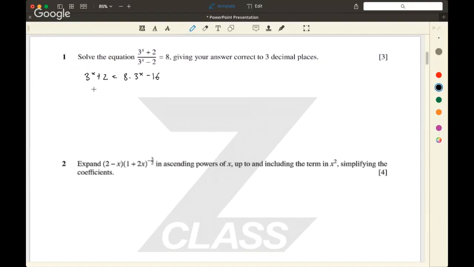So we get that 7 times 3 to the x, which is me taking this over to that side, and take that one over there, gives us 18. And so 3 to the x is equal to 18 on 7. And then we just take a log base 3. So we have log base 3 of 3 to the x is log base 3 of 18 over 7. And you can see that this thing is just equal to x. And then you work that out in your calculator, no problem.